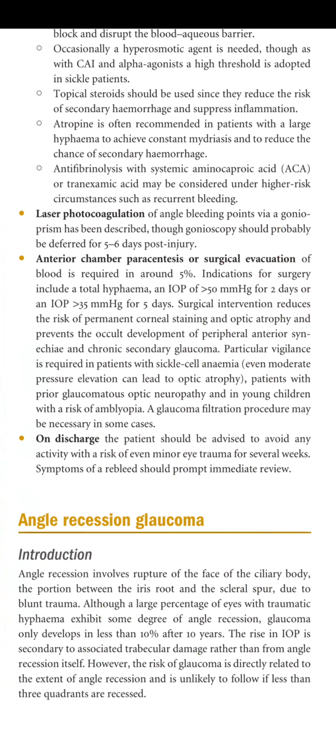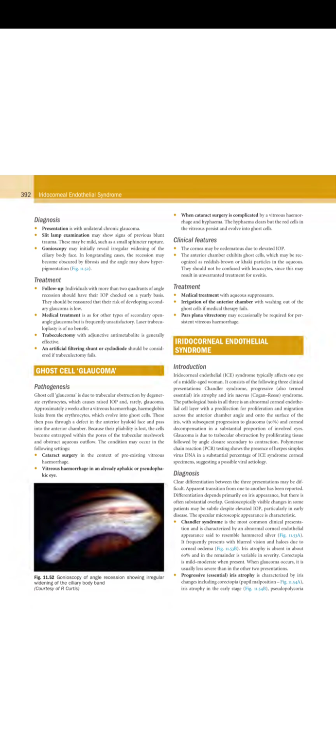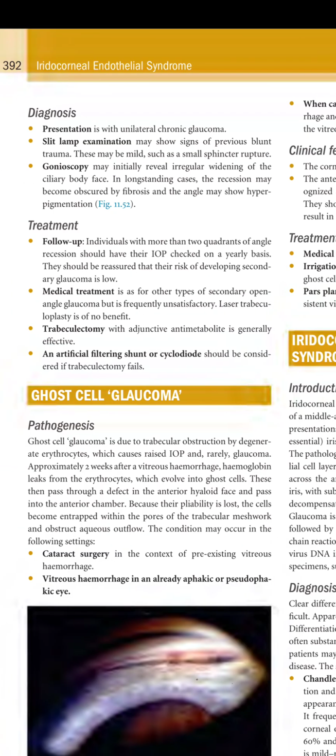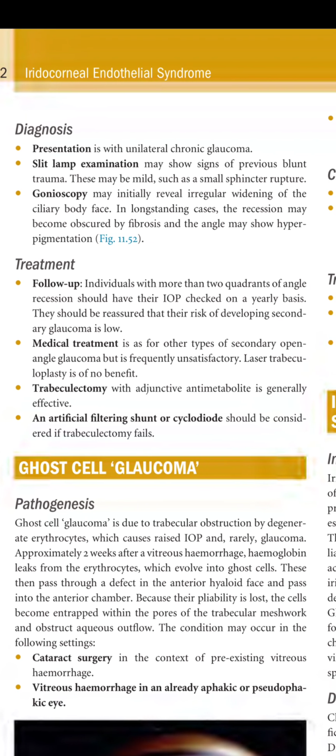However, the risk of glaucoma is directly related to the extent of angle recession, and is unlikely to follow if less than 3 quadrants are recessed. So how many angles are being recessed determines how much the glaucoma will occur. Presentation is with unilateral chronic glaucoma. Slit lamp examination may show signs of the previous blunt trauma, such as a small sphincter rupture.